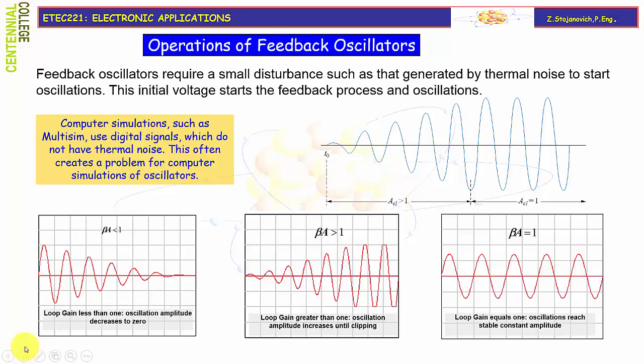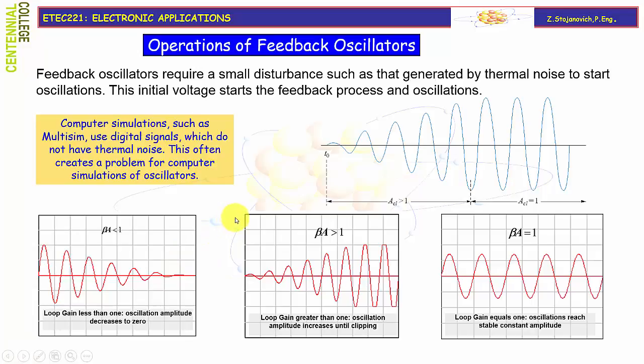Now you might ask yourself how we can start up those oscillations. Feedback oscillators require a small disturbance, such as that generated by thermal noise, to start oscillations. This initial voltage starts the feedback process and oscillations. If you try to simulate oscillators using Multisim, you will find it kind of hard to do. Computer simulations such as Multisim use digital signals which do not have thermal noise. This often creates a problem for computer simulation of oscillators.